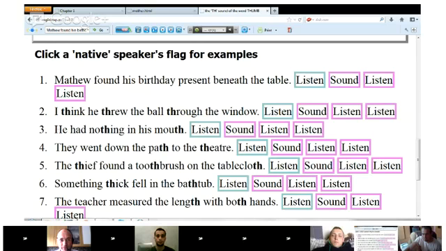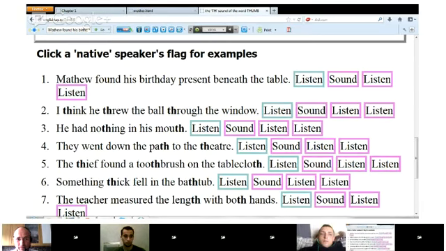Yeah. So, I can read it. Yeah, good, please. Now, okay. He had nothing in his mouth. Absolutely first class. Good. He had nothing in his mouth.